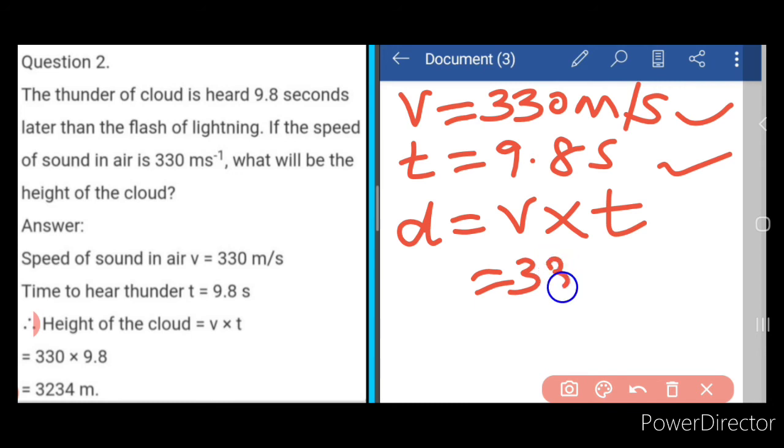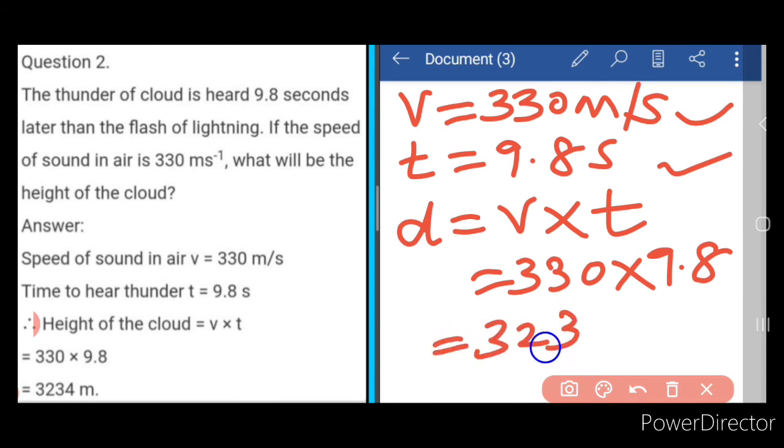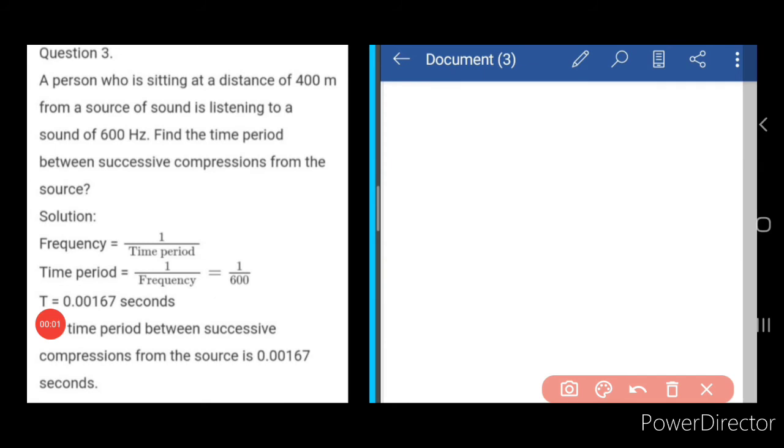So 330 meter per second into 9.8. When you multiply, you will get 3234 meters. So this is the height of the cloud or the distance of the cloud, right? Now the third question, right?